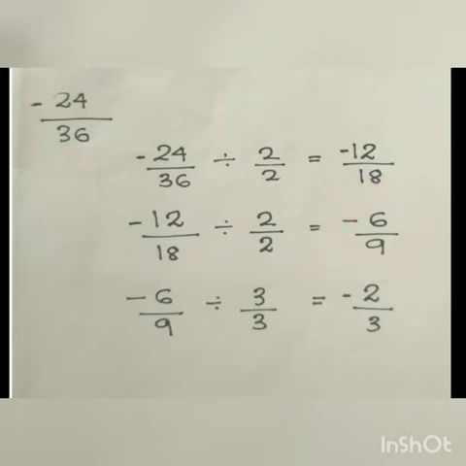Now negative 6 and 9 do not have 2 as a common factor. Instead, 3 is a common factor. So I divided that rational number by 3 and got negative 2 by 3. Now there are no more common factors between negative 2 and 3. So 3 equivalent rational numbers of negative 24 by 36 are negative 12 by 18, negative 6 by 9 and negative 2 by 3. In this way you find equivalent rational numbers, either by multiplying or by dividing.